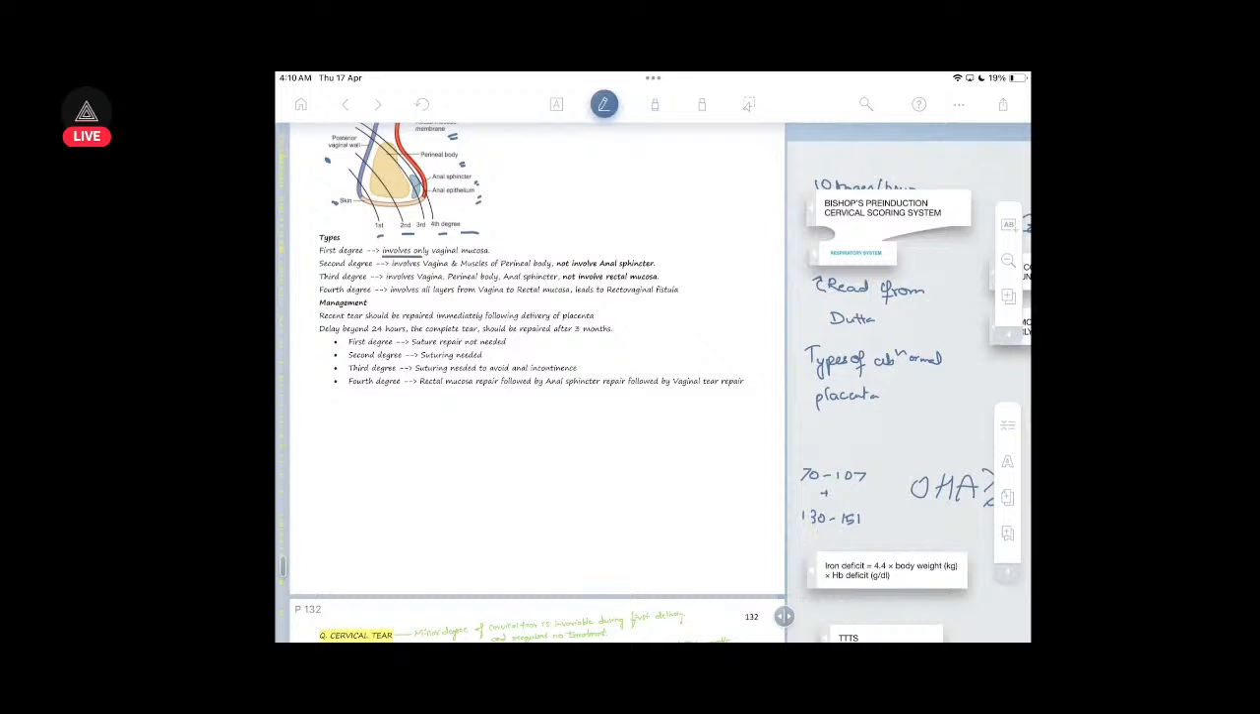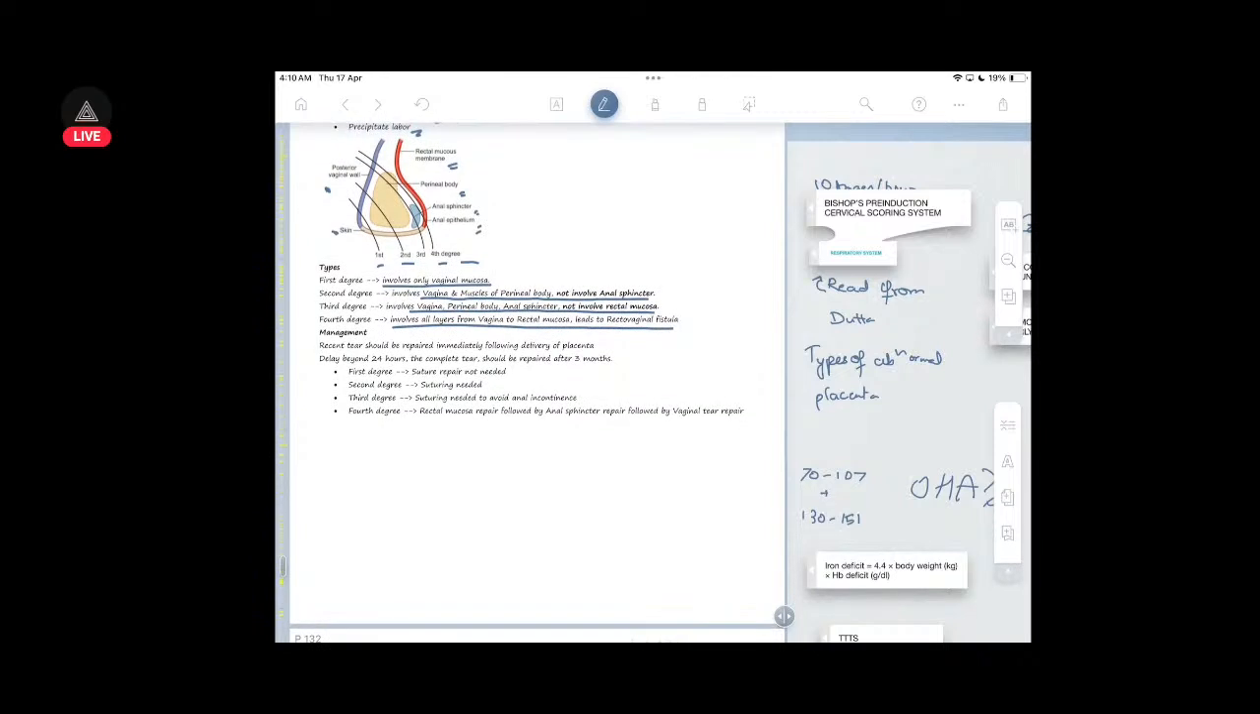First degree involves only the vagina and mucosa. Okay, posterior vaginal wall and mucosa. Second degree involves vagina and muscles of the perineal body, and does not involve the anal sphincter. Then third degree involves vagina, perineal body, and anal sphincter, not involving the anal mucosa. Fourth degree involves all layers from vagina to anal mucosa, leading to rectovaginal fistula.